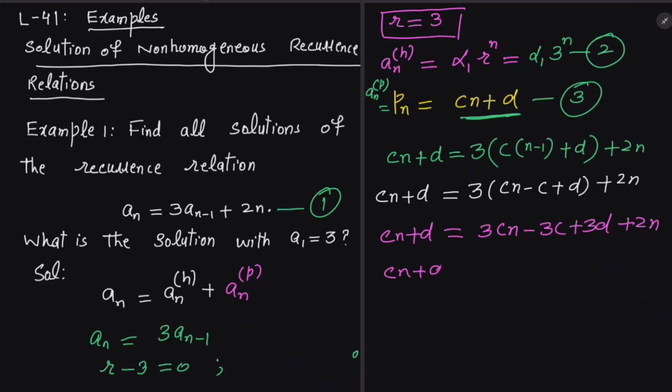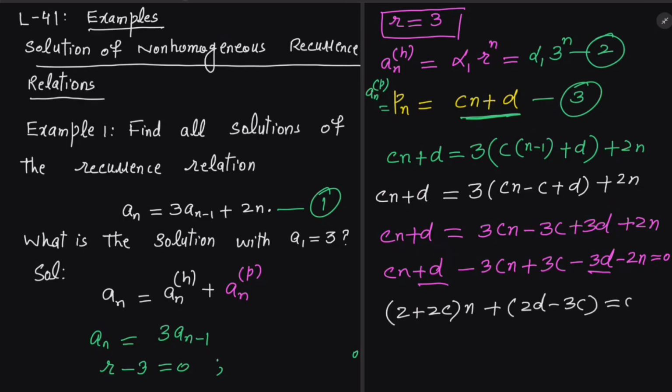cn plus d minus 3cn plus 3c minus 3d minus 2n is equal to 0. So we can subtract these two, minus 2d, and finally we combine the terms for n. When we combine the terms for n, we get 2 plus 2cn plus 2d minus 3c is equal to 0.